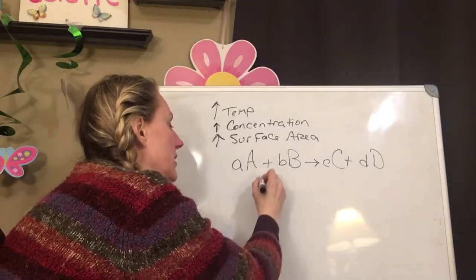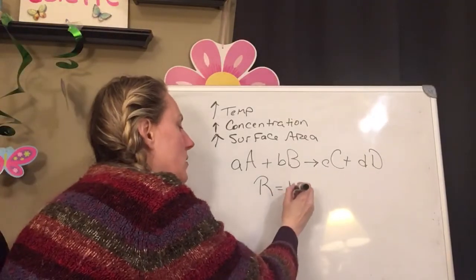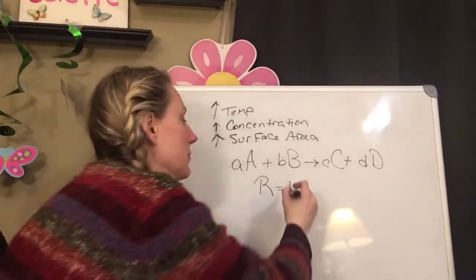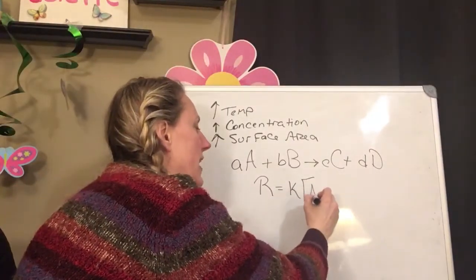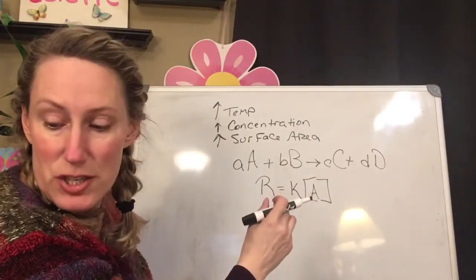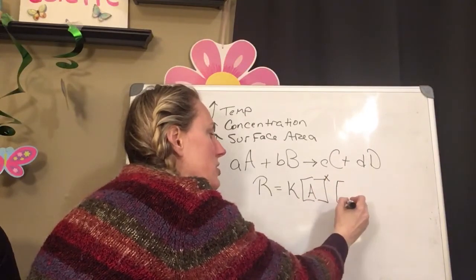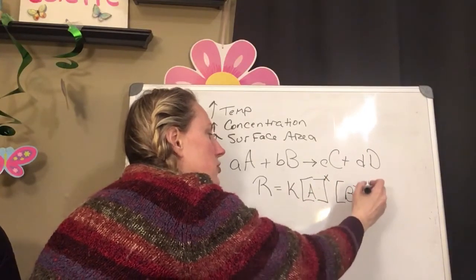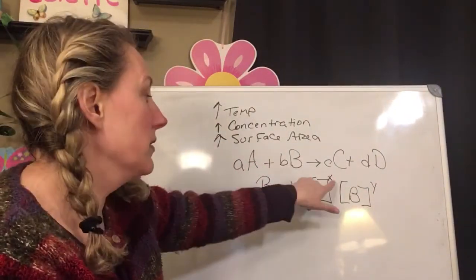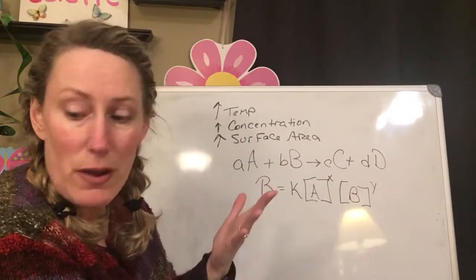So the rate, R, is equal to the K, which is a rate constant we'll have to figure out, times the concentration of A, and you use these square brackets, that means concentration, to some exponent, times the concentration of B to a different exponent. Might be the same exponent. We don't know if it's the same or different, so I'm going to write this one to the X and this one to the Y. And next time we'll talk about how we figure out all these things.